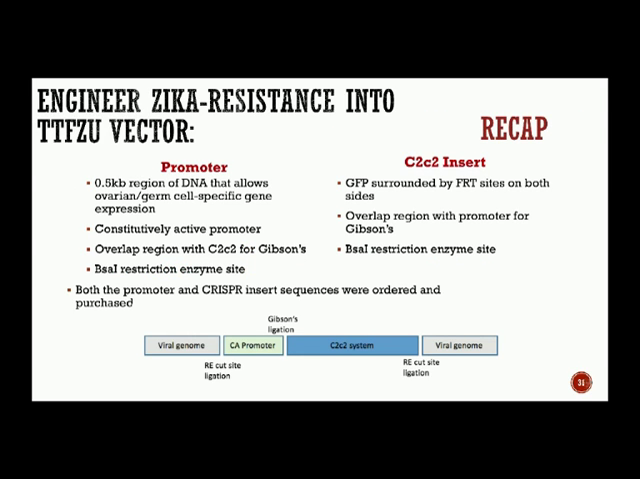This is just a summary slide explaining what the inserted sequence looks like. The promoter is 0.5 kilobase pairs long and allows ovarian and germ cell specific gene expression. It is constitutively active and has an overlap region with C2c2 for Gibson and has a BsaI restriction enzyme site. Likewise, the C2c2 insert also has a BsaI restriction enzyme site and overlap with the promoter for Gibson. It also has GFP surrounded by FRT sites on both sides.